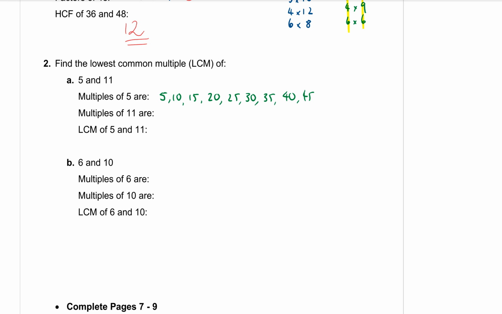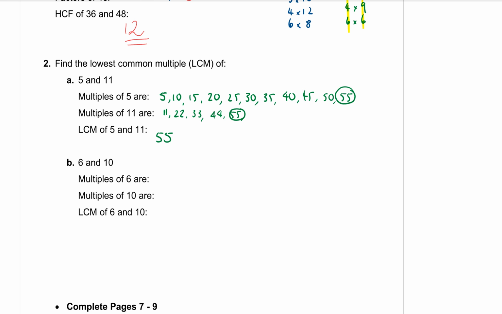11 times tables are 11, 22, 33, 44, 55. I'm going to have to keep going higher, aren't I, on my other one? So back to my 5 times tables. 50, 55. Okay, so I had to get to one that was an 11 times table. So there it is. The 55 came up in both lists. So the lowest common multiple is 55.